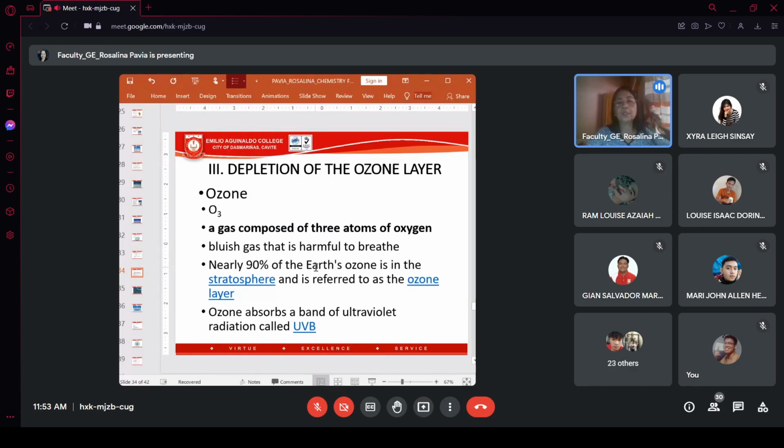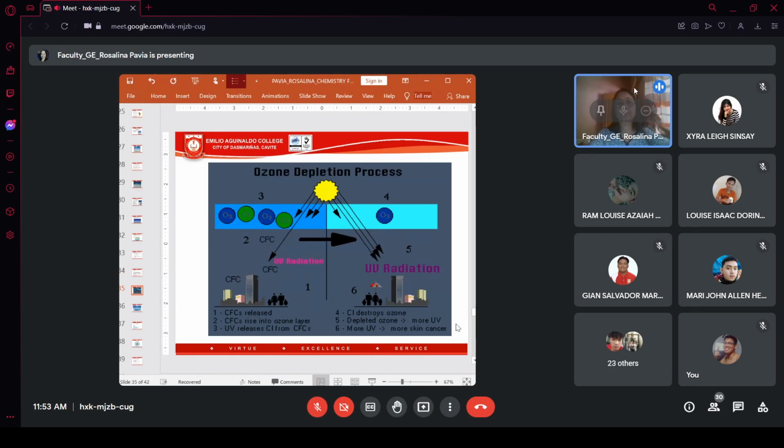Now, nearly 90% of the Earth's ozone is in the stratosphere and is referred to as the ozone layer. Ozone absorbs a band of UV radiation called UVB, or ultraviolet band. Okay? Now, how is the ozone layer depleted?